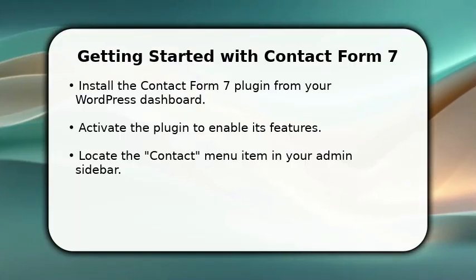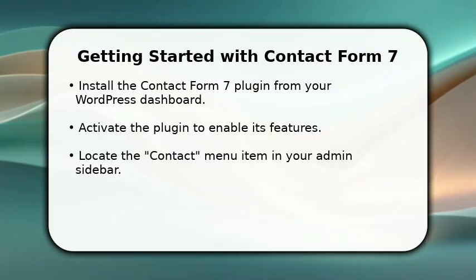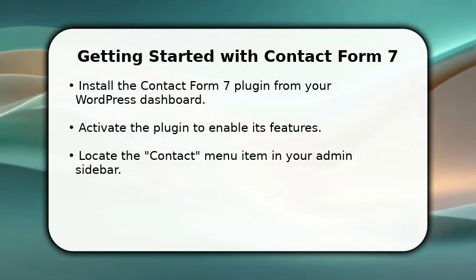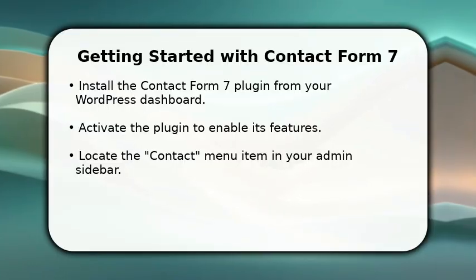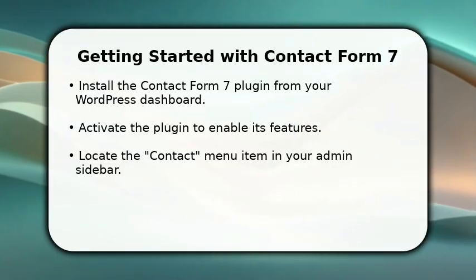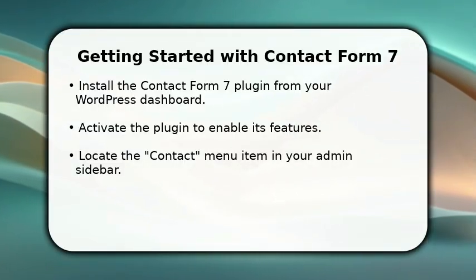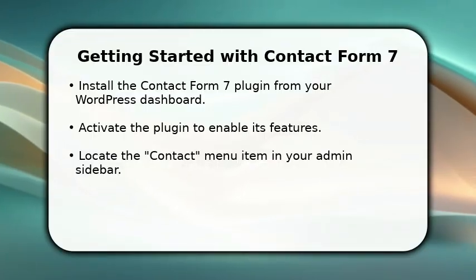In this video, I will explain how to configure Contact Form 7 in WordPress. First, navigate to your WordPress dashboard and install the Contact Form 7 plugin. Once installed, make sure to activate it to unlock all its functionalities.